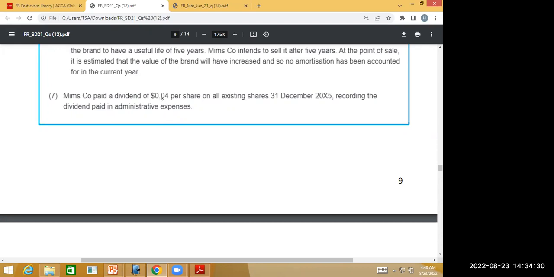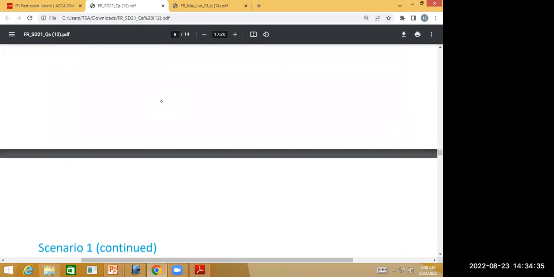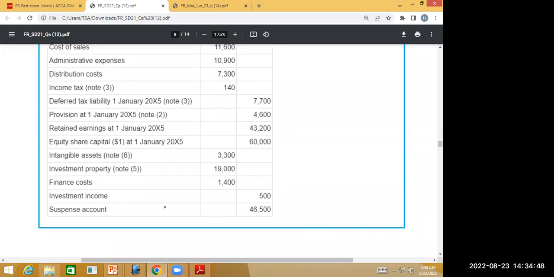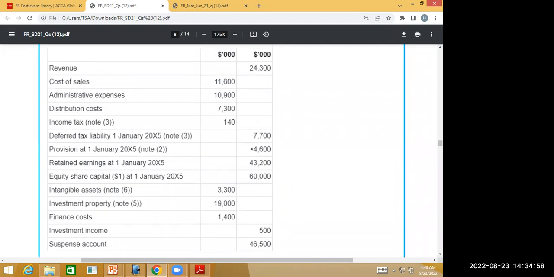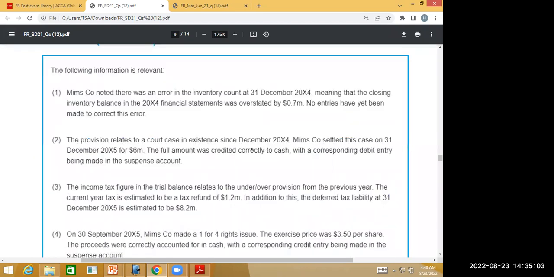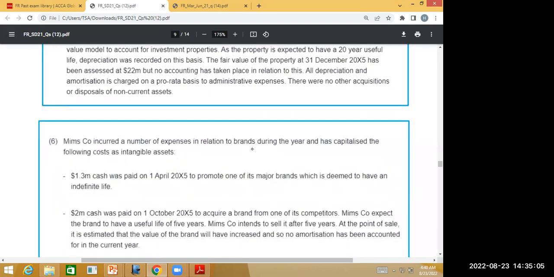So first we are going to calculate the dividend paid 0.04 per share. So how many shares do we have? 60,000 into 0.04. 2400. 2400 is my dividend payments, which has already been charged in the administration expense. So you need to deduct 2400 from this 10,900 figure. The right issue has already been recorded now. Let me check.